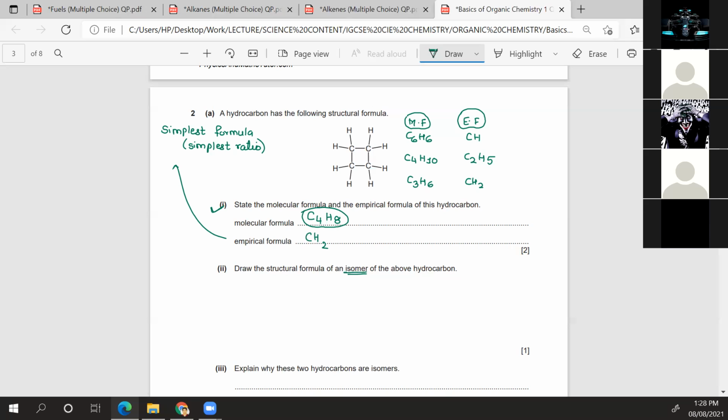C4H8 is an alkane or it's an alkene? Alkene. Yes, it's an alkene. So this is an alkene. So if I want to draw one structure of C4H8, can I draw it like this? Four carbon atoms in a row with a double bond on the first carbon, and after the first carbon, 2 hydrogens, 1 hydrogen, 2 hydrogen, 2 hydrogen. Or you can also draw over here.